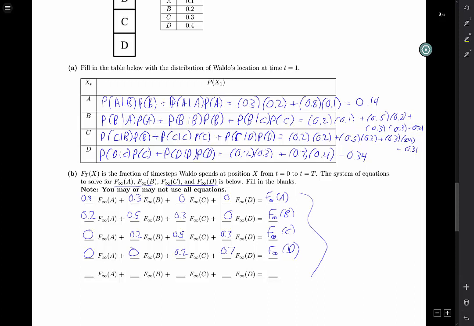Now we also have a requirement that this is a fraction, which means that the sum of all the fractions of time, so the fraction of time I'm in A, B, C, and D, has to sum to 1.